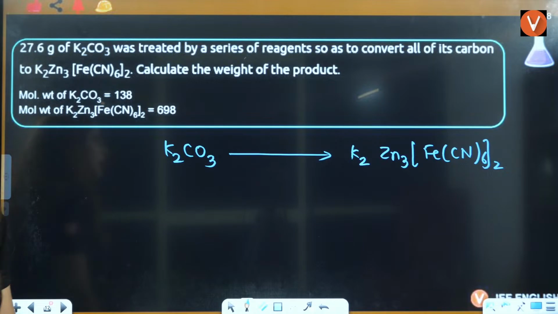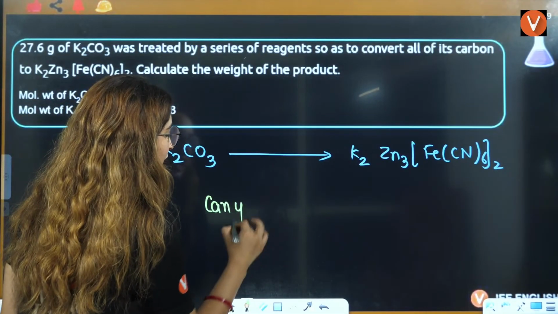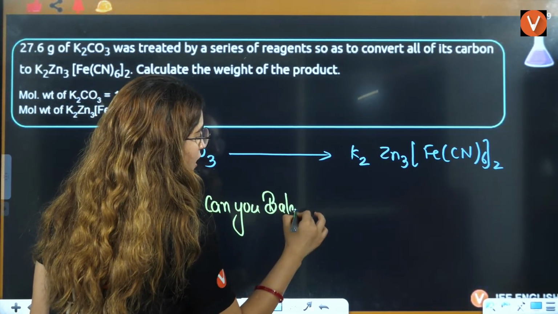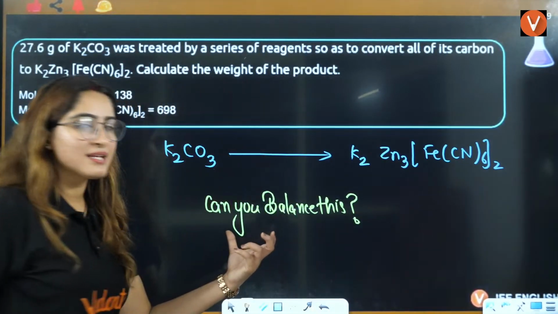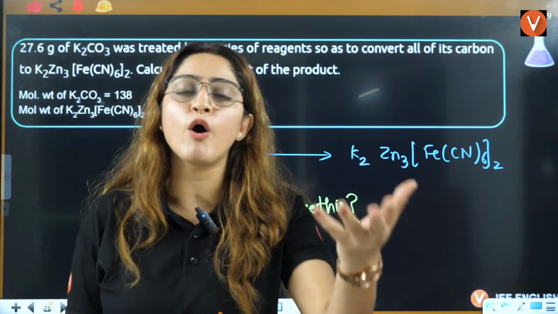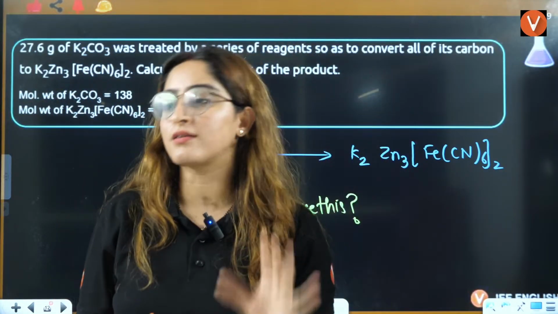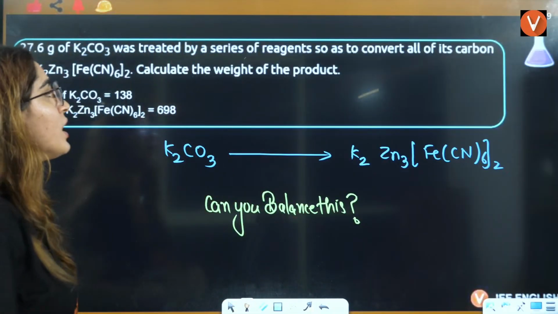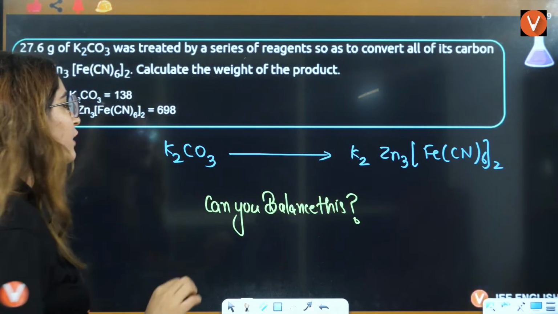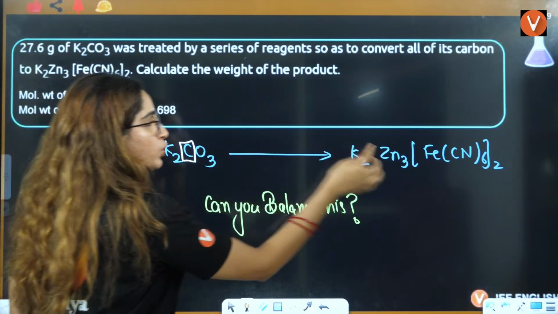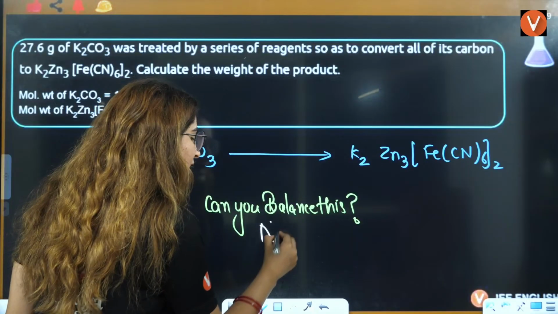Okay, great. Now, students, tell me one thing. Can you balance this reaction? You have no idea about what the reagents are. For balancing, you should know all the reactants and all the products. But here, nothing like that is given to you. Here, they have given that you have a reactant, and in the end, you have the formation of the product. And all of this carbon is converted to this particular compound. You only know this thing. So, we can't balance the reaction.